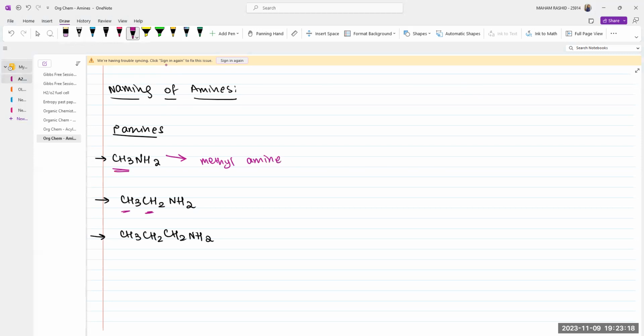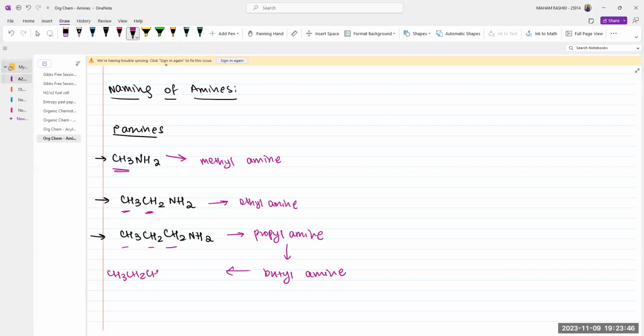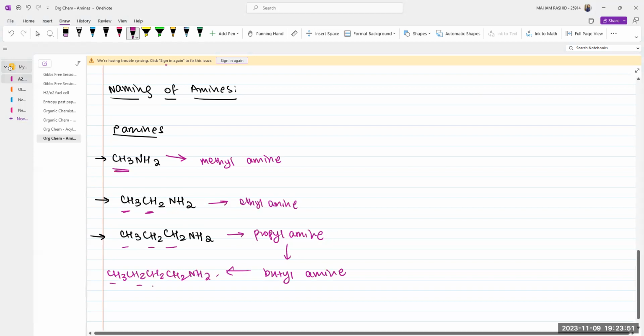This has two carbons. This is going to be ethylamine, right? And three carbons will be propylamine, and it goes on. The next one will be butylamine, which will have CH3, CH2, CH2, CH2 and then NH2, right? 1, 2, 3, 4. And then it keeps going.